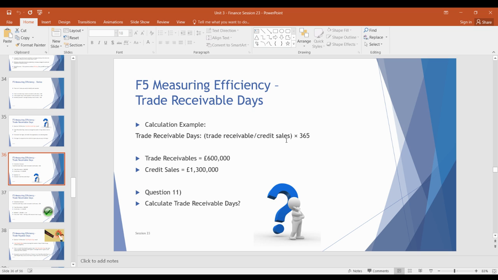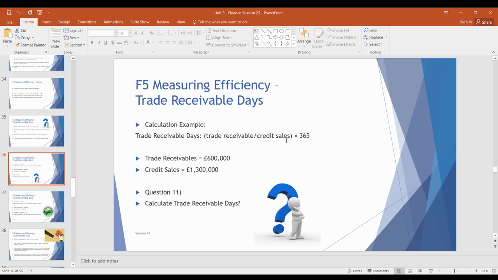So a couple of questions. Question 11, calculate the trade receivable days. So have a think about what you might need to do. It's trade receivables divided by credit sales. So for this example, you've got £600,000 trade receivables divided by 1.3 million credit sales. 1, 3, and then 5 zeros.